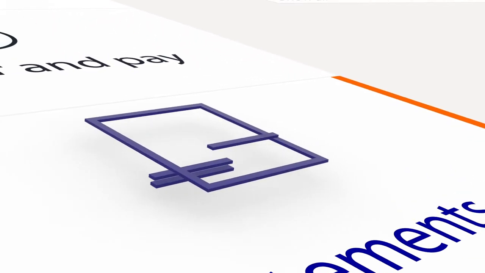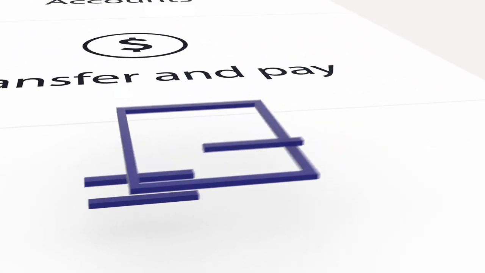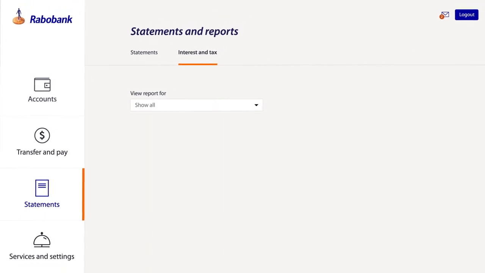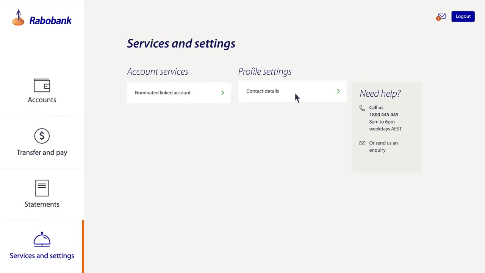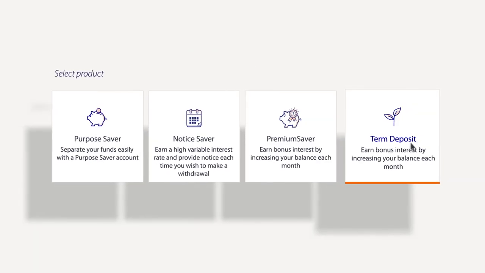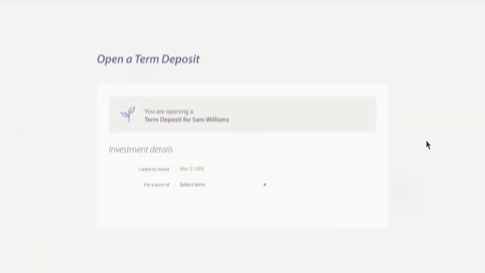Statements tab: get statements, interest and tax information quickly and easily for all your accounts. Service and settings tab: manage your linked account, contact details and open new accounts for existing entities more easily.